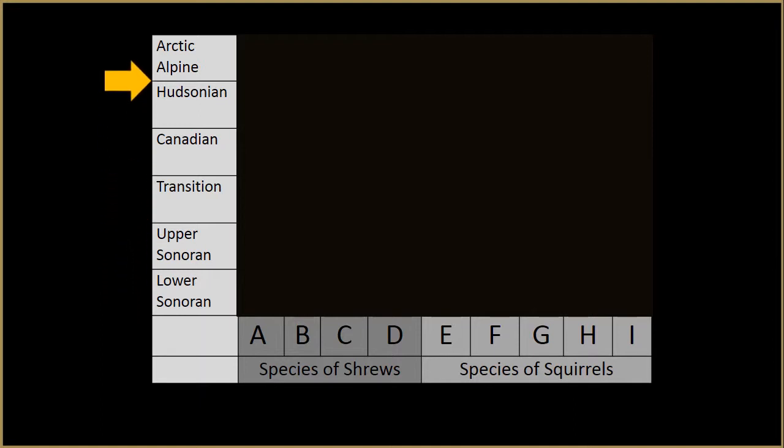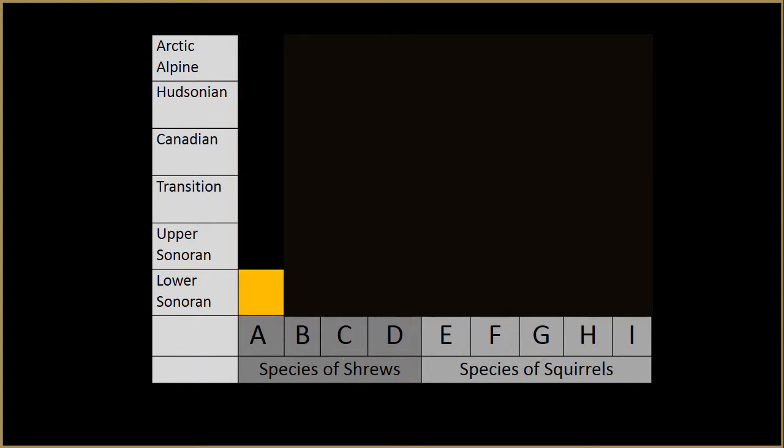This chart shows the life zones from the Sierra Nevada mountain range. Along the bottom, we will use these letters to represent various species of mammals. We will use shrews and squirrels, but the same pattern exists with chipmunks, gophers, moles, mice, foxes, and many other mammals.